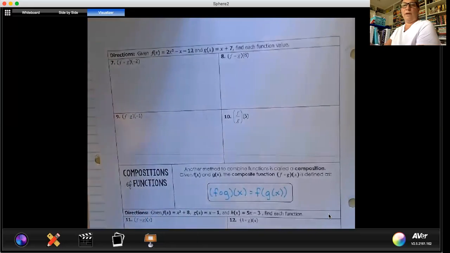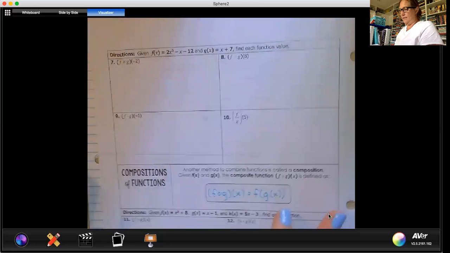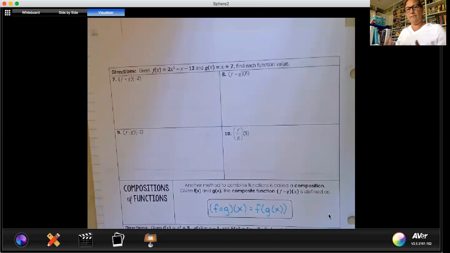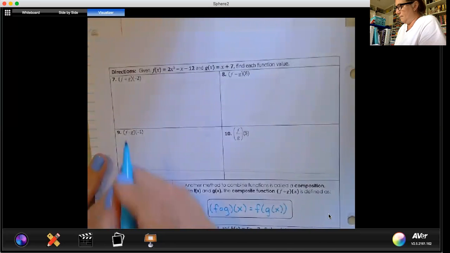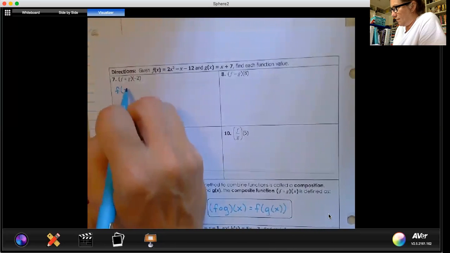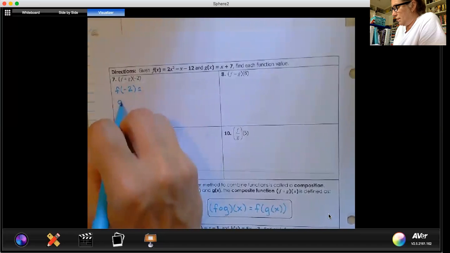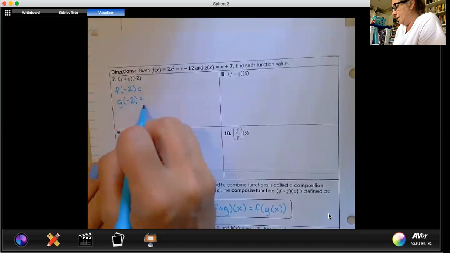This time, we have some function values that we have to find. And there's a couple of ways to do that. You can do f of negative 2 plus g of negative 2, or you can add the functions together and then plug negative 2 in there. It's completely up to you. I actually did f of negative 2 and g of negative 2 and then added those together.